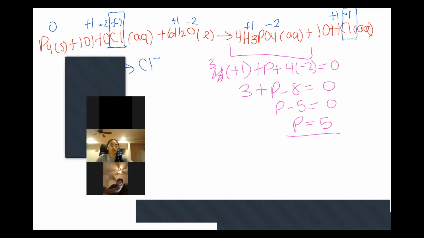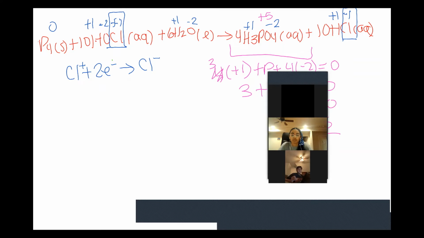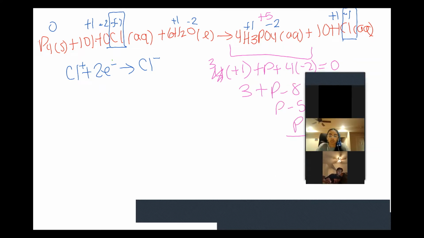So you can see that phosphorus went from +5 over here, right? When before it used to be 0. So as phosphorus went from 0 to +5, that means that it was oxidized, right? So if it was oxidized, we can write that as P4 became P4 5 plus 5 electrons, right? Because it lost 5 electrons. Does that make sense?